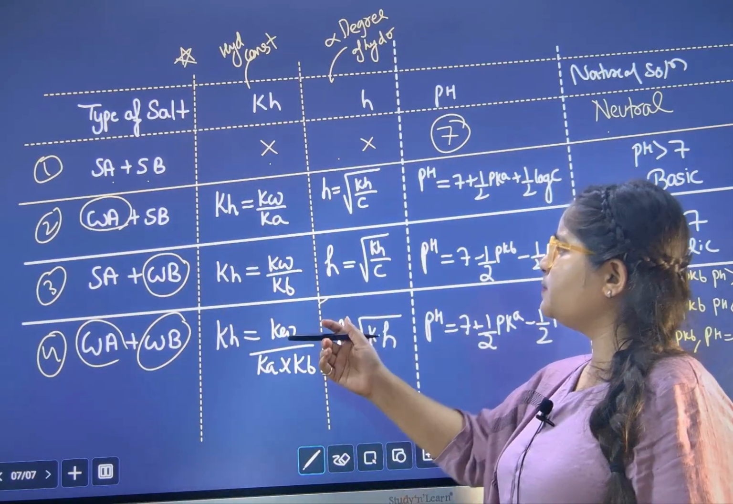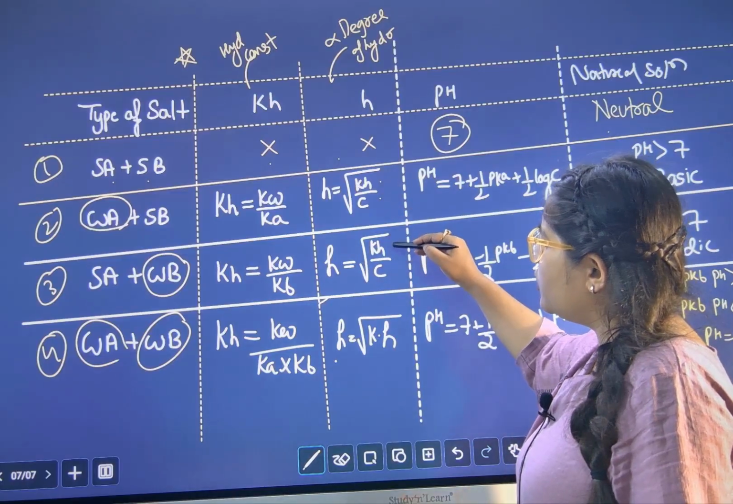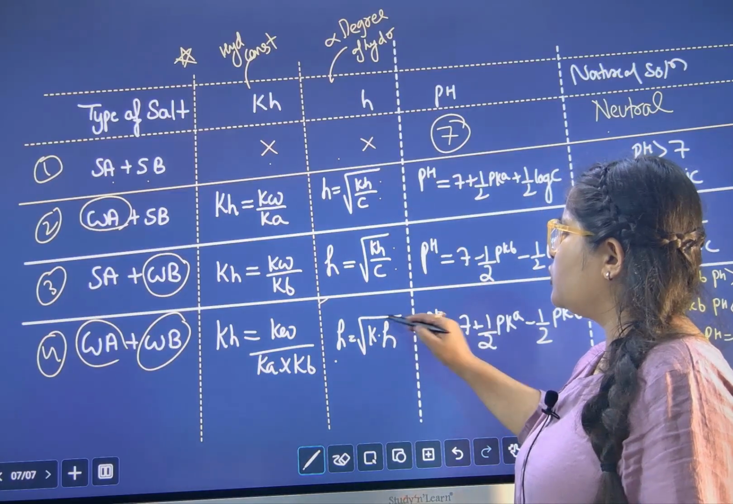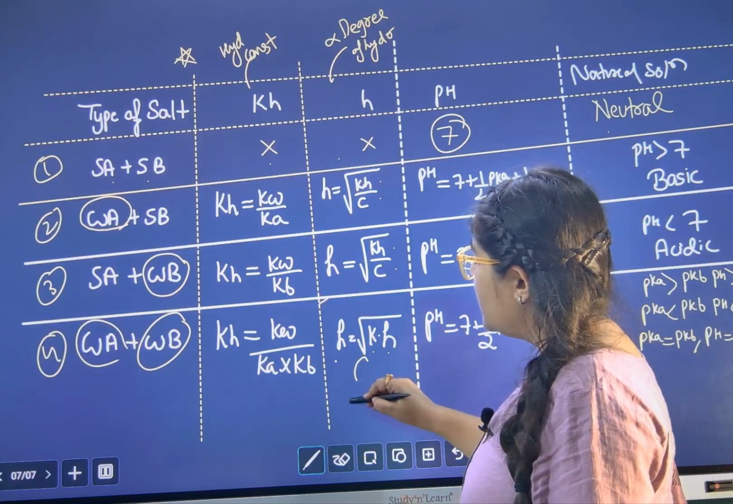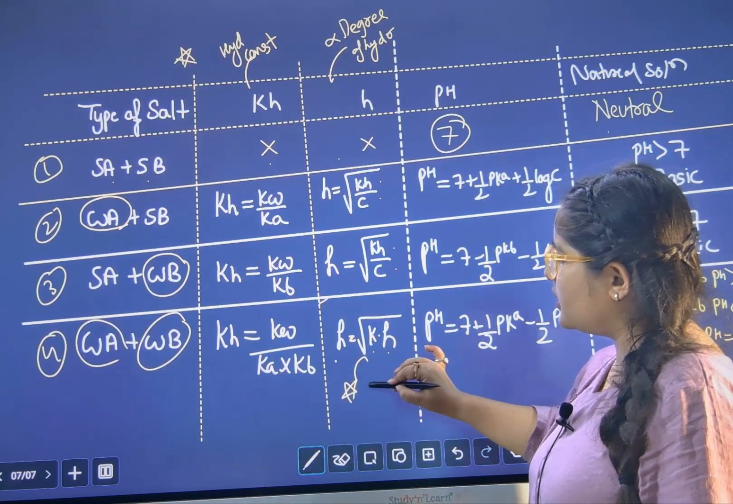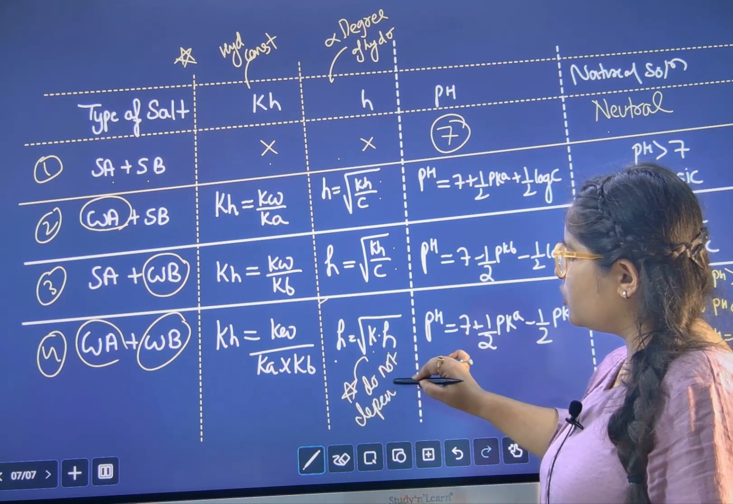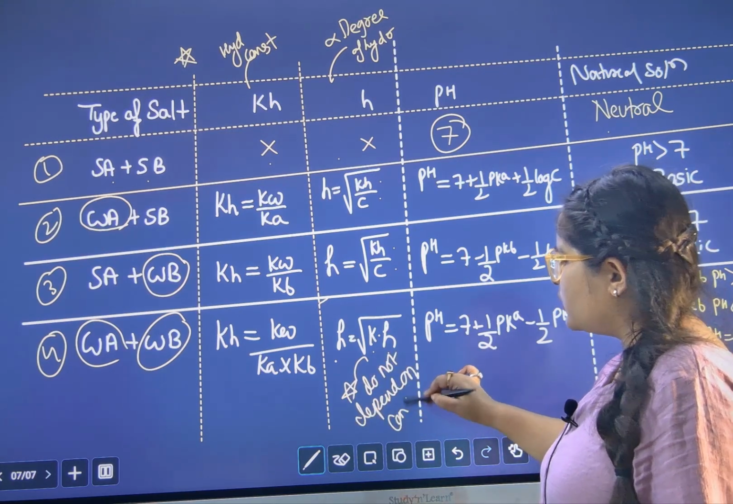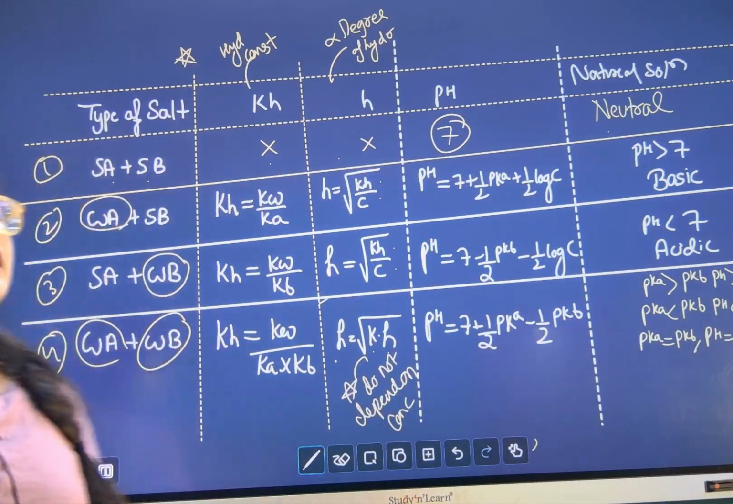What is the formula? h equal to under root Kh by C. Here h equal to under root Kh. Here an important star point: for weak acid, weak base, h, the degree of hydrolysis, does not depend on concentration. Can you see it? It is not depending on the concentration.